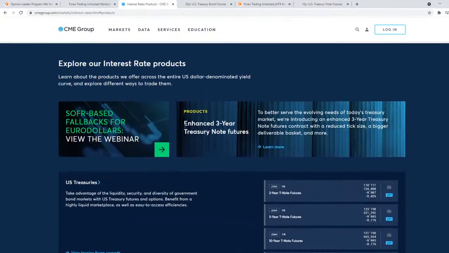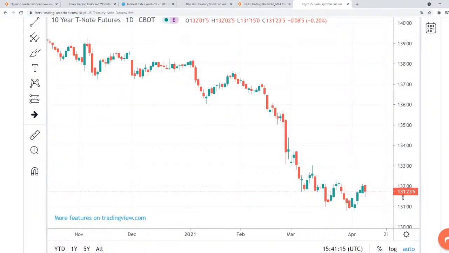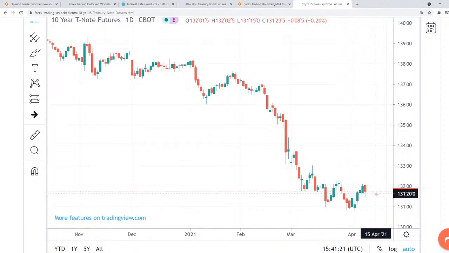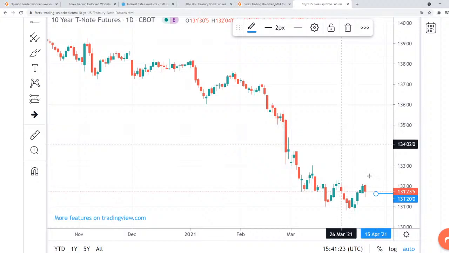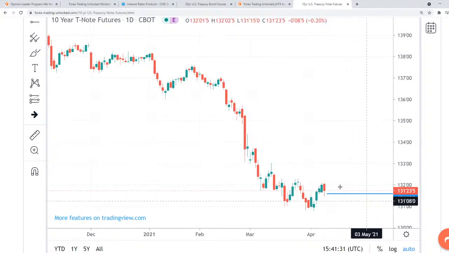We can go to the CME and show you right now. The 10-year is slightly lower at $131.19, and we're looking at $131.23 as the close on Friday. So let's put this right here at $131.20 basically. Okay, so this is where the market is right now. Oh, there we got it, 131.19. This is where the 10-year is trading right now.